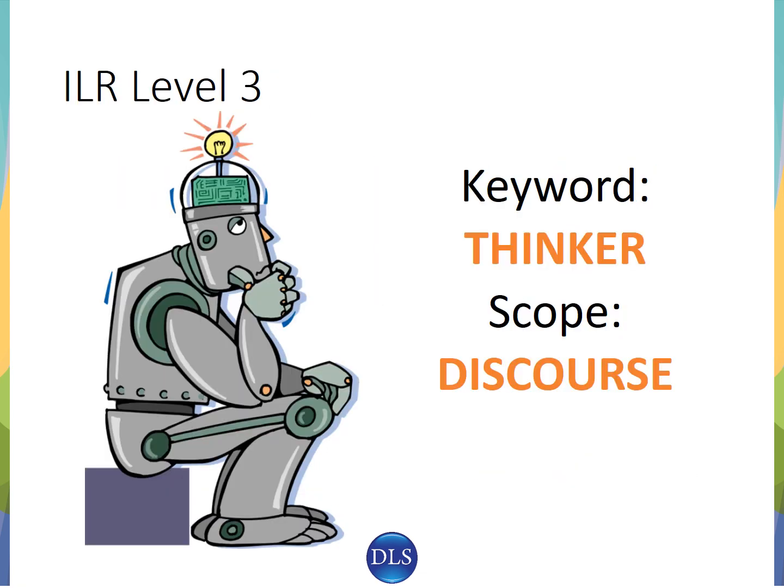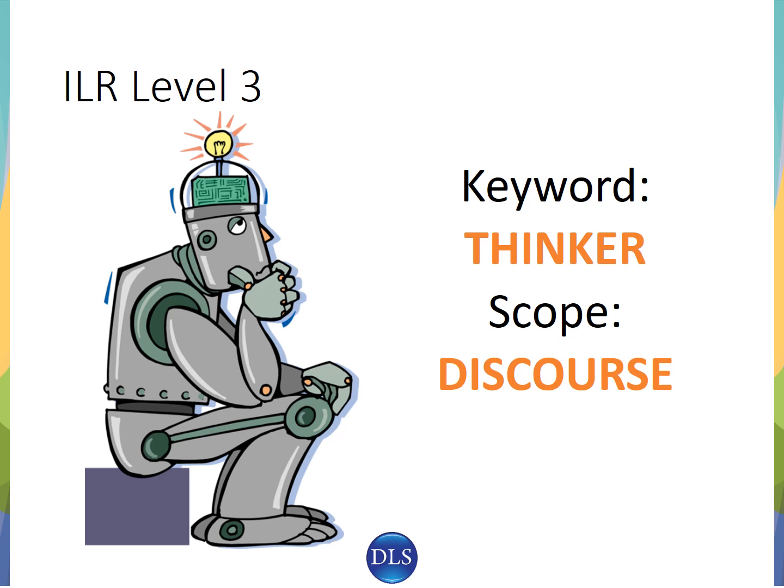Coming back to the ILR listening scale, we are ready for a look at level 3. This is the thinker level. No, we don't mean that people at lower proficiency levels can't think, but thinker is a good nickname for this level because it requires being able to understand speech about abstract and hypothetical topics.